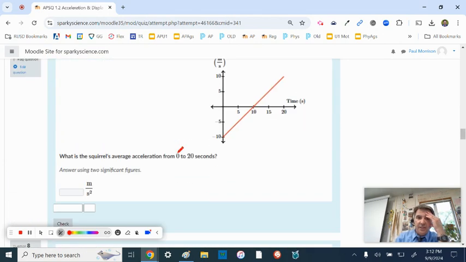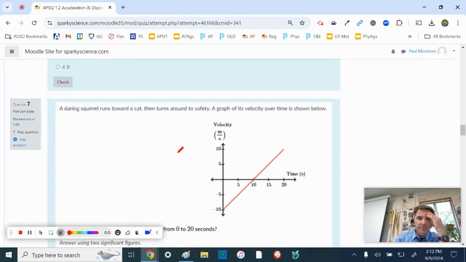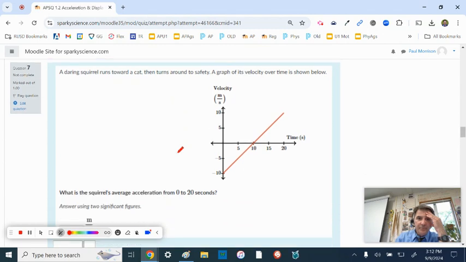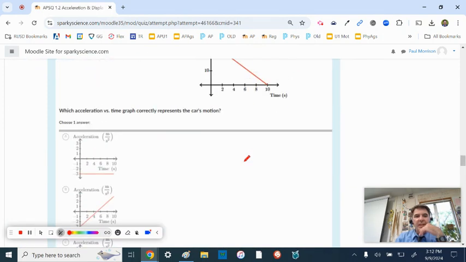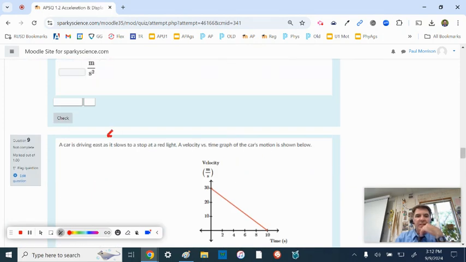Let me see if I can find the other one. Scroll to average acceleration, and it's just the slope. And let's see. I don't think I'm going to get it. I think this is the one.